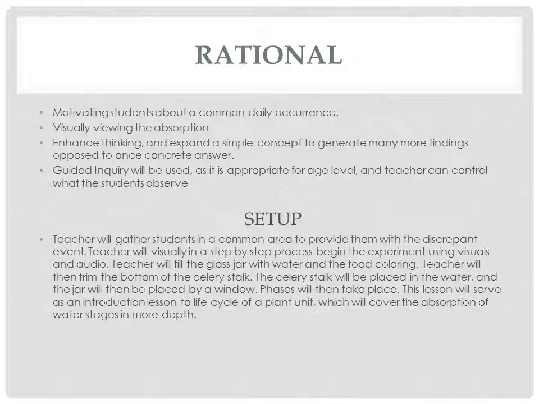So a little bit about the setup. The teacher will gather students in a common area to provide them with this discrepant event. Teacher will visually, in a step-by-step process, begin the experiment using visuals and audio. Teacher will fill the glass jar with water and the food coloring. Teacher will then trim the bottom of the celery stalk. The celery stalk will be placed in the water, and the jar will then be placed by a window. Phases will then take place. This lesson will serve as an introduction lesson to the life cycle of a plant unit, which will cover the absorption of water stages in more depth.